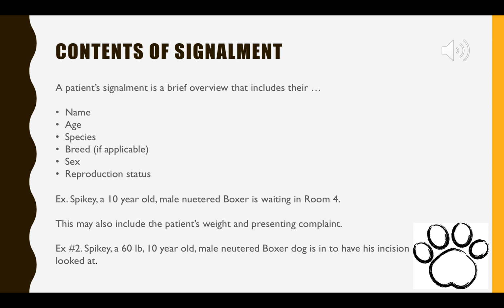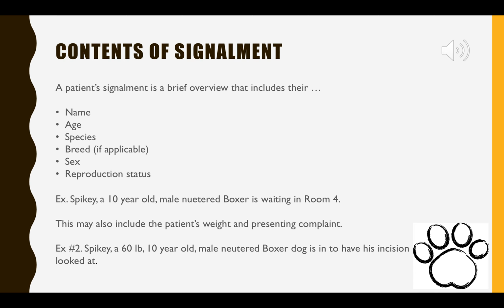A patient's signalment is a brief overview of pretty much everything that makes up who the patient is, and it's helpful in giving the doctor a better understanding of what they're walking into when they go to meet a patient. So this includes the patient's name, their age, their species, breed if applicable, mostly to dogs and some cats, the sex of the patient, so male or female, and then their reproduction status, neutered or spayed.